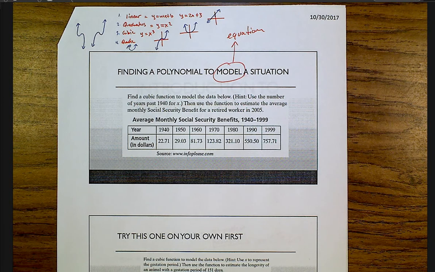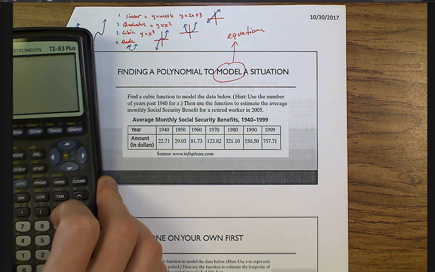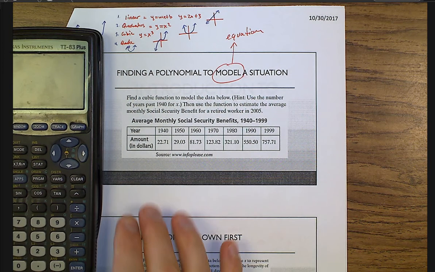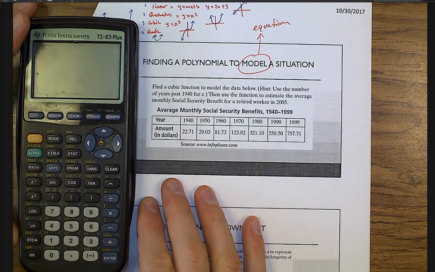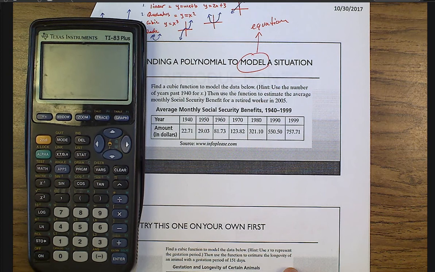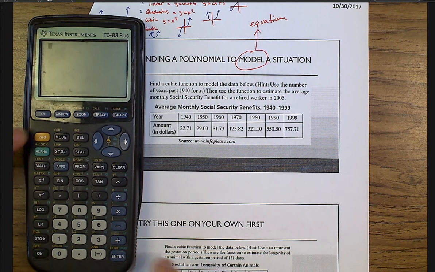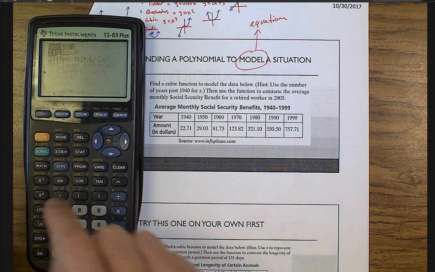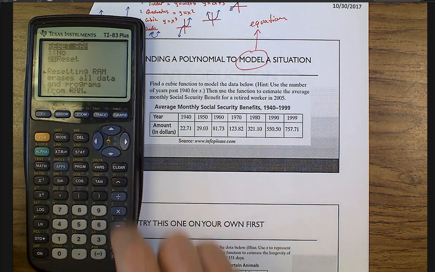Okay. So, turn on your graphing calculator and see if I can get this out of the glare a little bit. Kind of, sort of, maybe. All right. I always reset just to make sure. So 7, reset, yep, reset.